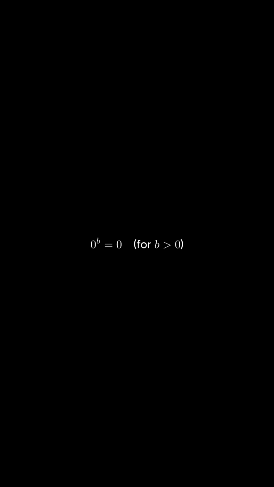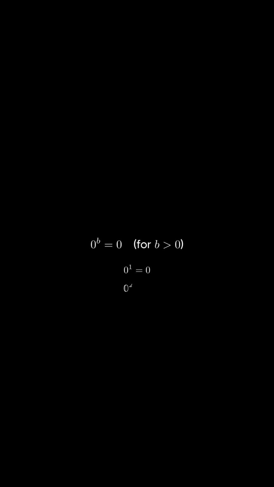The second important rule tells us that 0 raised to any positive power equals 0. This makes intuitive sense. If you multiply 0 by itself any number of times, the result is always 0. For instance, 0 to the power of 1 simply equals 0. This is just 0 itself without any exponentiation.